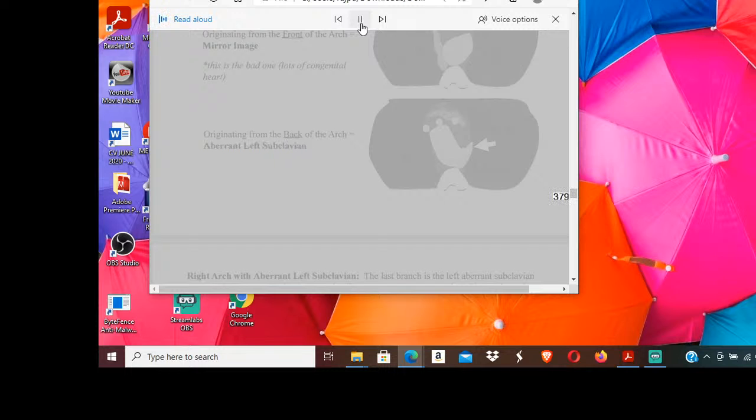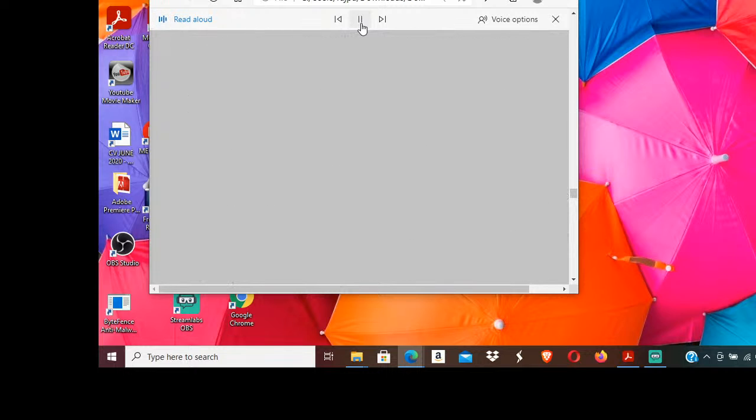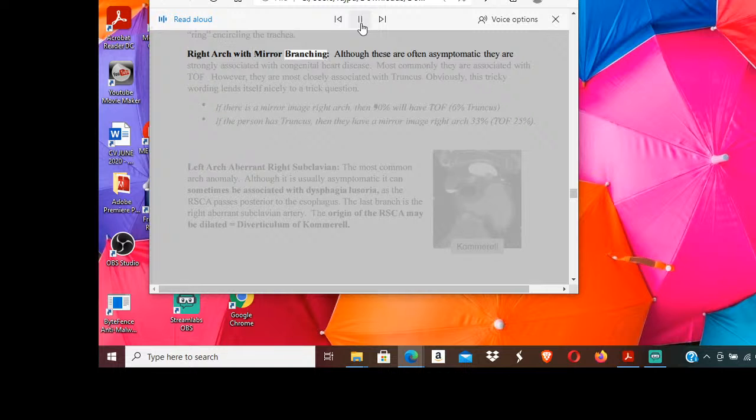379. Right arch with aberrant left subclavian: the last branch is the left aberrant subclavian artery. This is a vascular ring because the ligamentum arteriosum, on the left, completes the ring encircling the trachea. Right arch with mirror branching: although these are often asymptomatic, they are strongly associated with congenital heart disease.